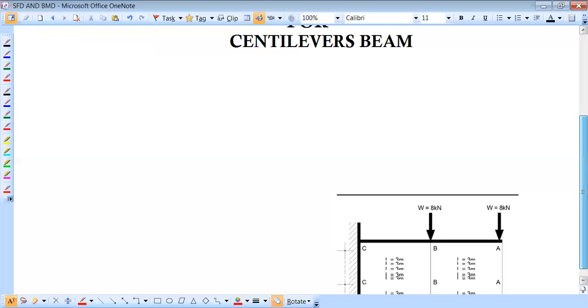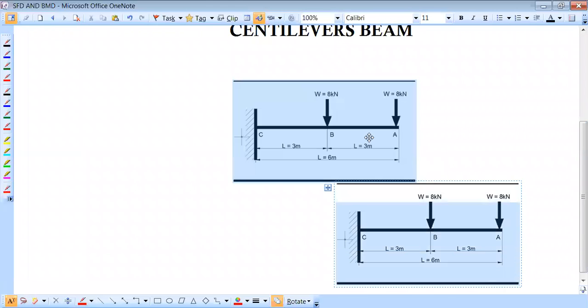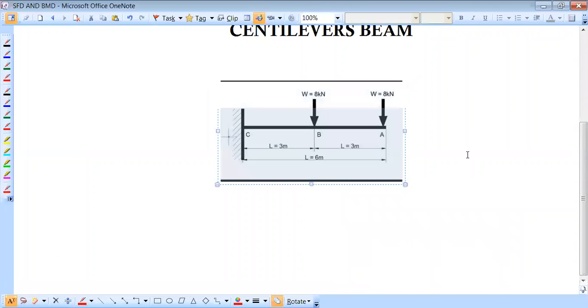Here is a beam. Here you can see that it is a cantilever beam, which means one end is fixed and the other end is free, and two loads are acting: at point B is 8 kilonewtons and at A is 8 kilonewtons also. So how can I draw the SFD and BMD?